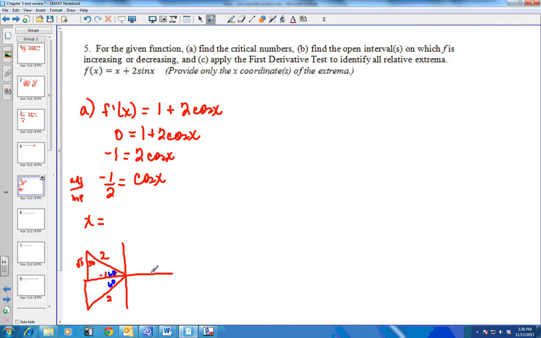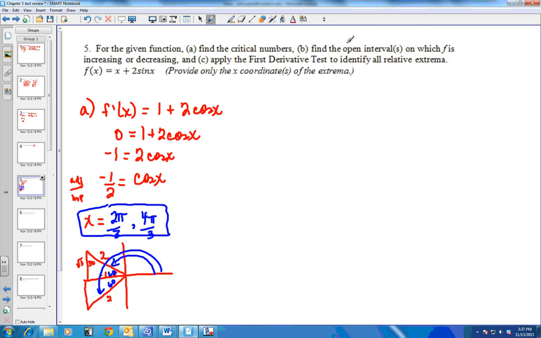So the angle that I want starts here and goes all the way over. So it'd be 180 minus 60. So that's going to be 120, but 120 in radians is 2 pi over 3. And then my other angle all the way around is 180 plus 60, and that's going to be 4 pi over 3. Okay, so those are my critical numbers, 2 pi over 3 and 4 pi over 3.